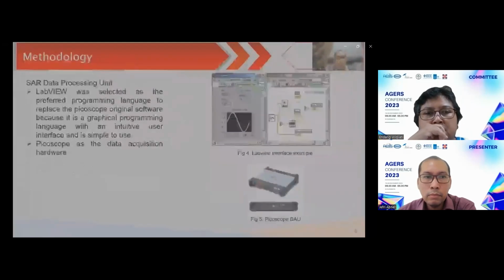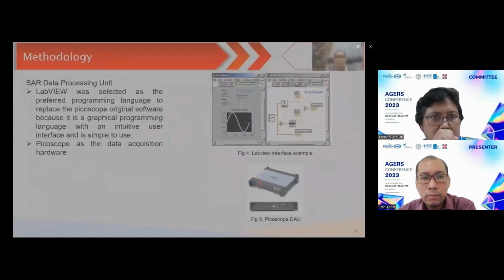SAR data processing unit. LabVIEW was selected as the preferred programming language to replace the Picoscope original software because it is a graphical programming language with an intuitive user interface and is simple to use. Picoscope as the data acquisition hardware is still used in this research.